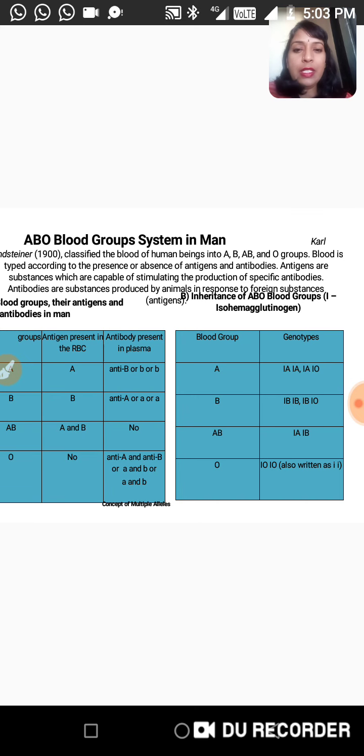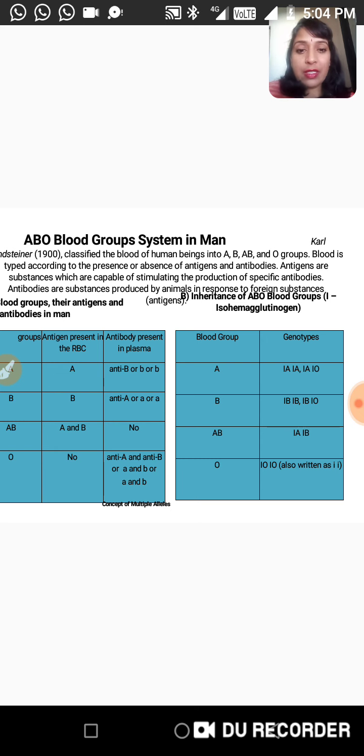Now let's see an example of multiple alleles. One of the known examples is the ABO blood group system in humans. The ABO blood group system was first discovered by the scientist Karl Landsteiner in 1900. He classified the blood of human beings into 4 different types, that is A, B, AB and O group. So blood is typed according to the presence or absence of an antigen and antibody. So what are antigens?